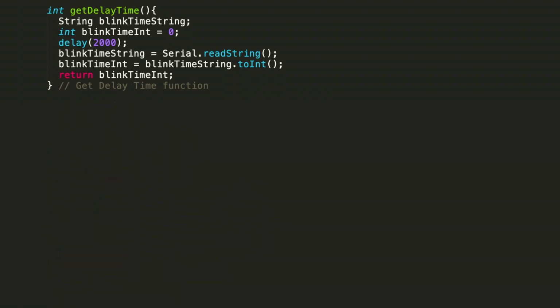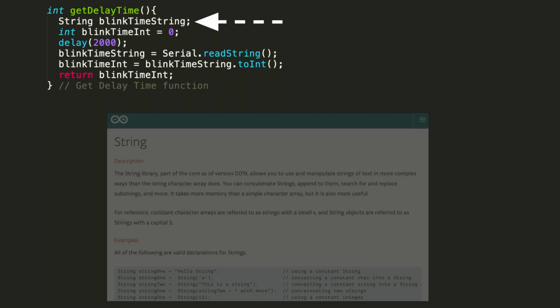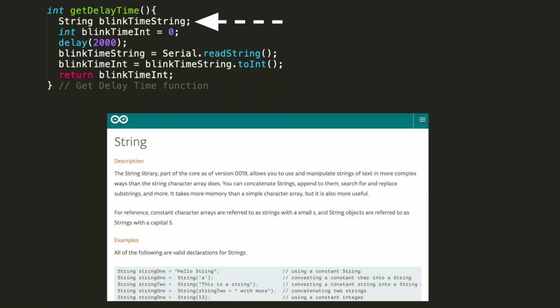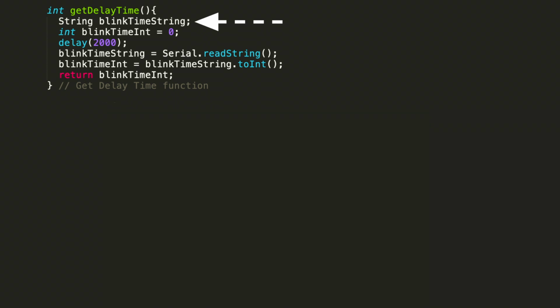In getDelayTime, the first line of code is a string declaration. So I'm going to use a string type instead of a character array, because with a character array you deal with individual characters, and string makes it a lot simpler. Then we create the variable that will ultimately be the integer that we're going to return, and that's blinkTimeInt.